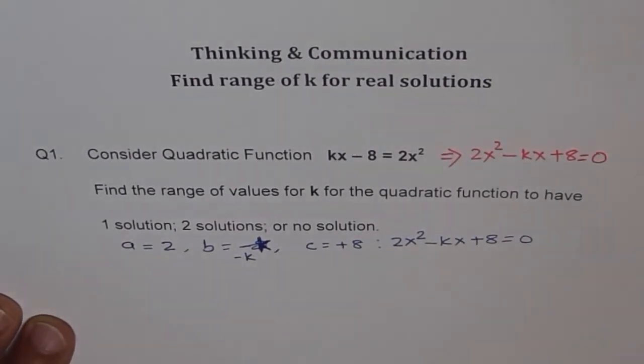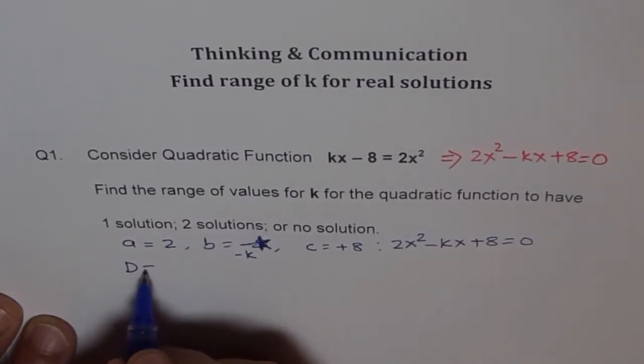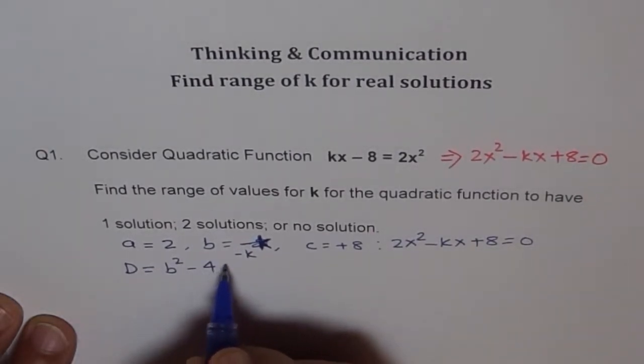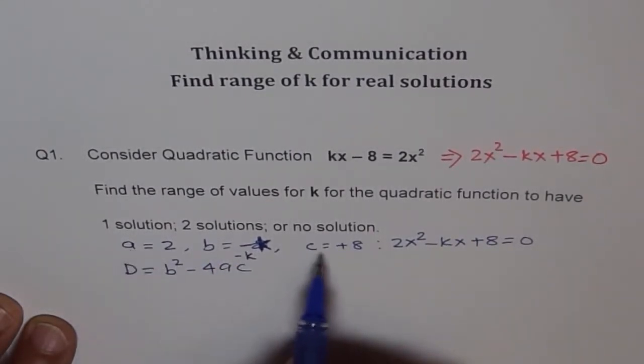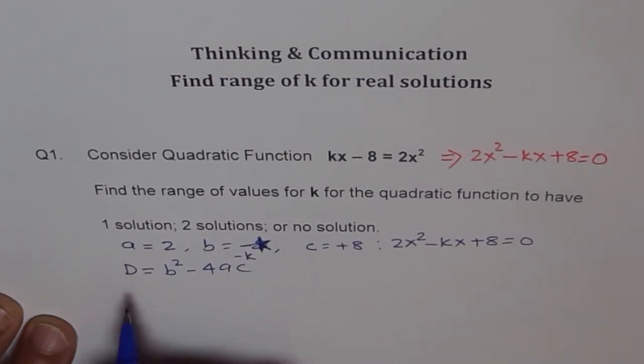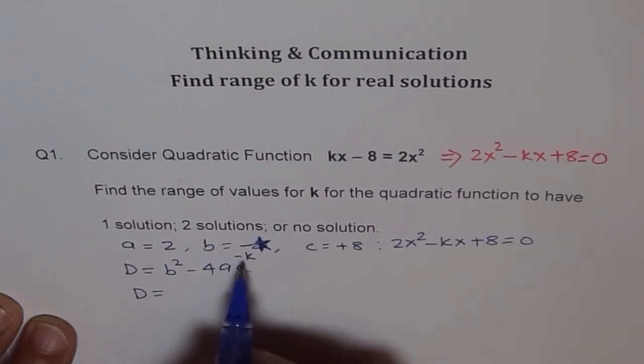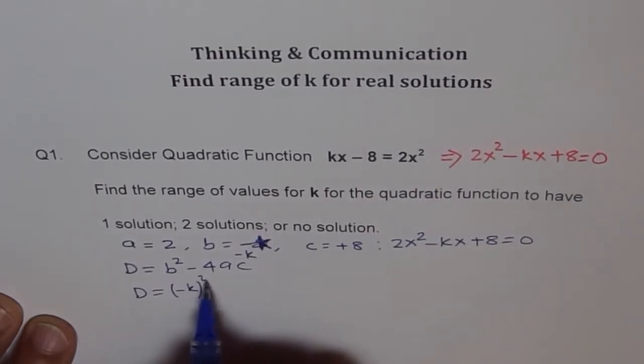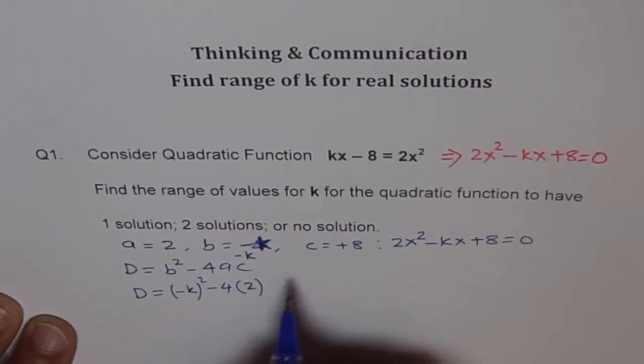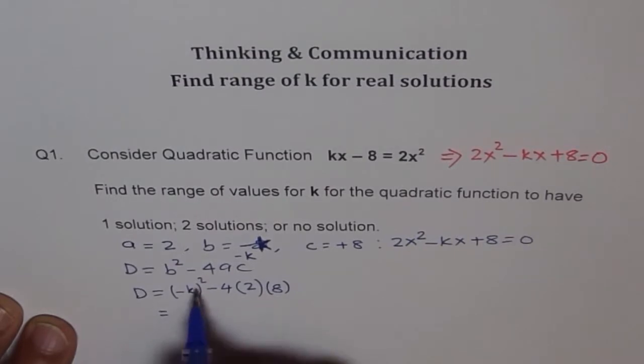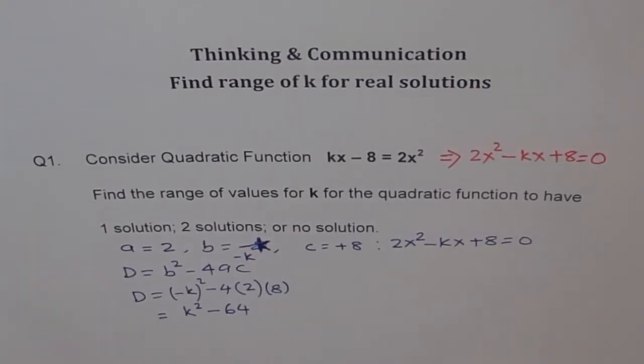That's our equation. To find the real solutions, we need to find the discriminant, right? You remember the discriminant is b squared minus 4ac, correct? And that's our b, this is a, and this is c. So let's figure out how much b squared minus 4ac is. For this equation, b is minus k. So this will be minus k whole squared minus 4 times a, which is 2, times c, which is plus 8, right? So the discriminant becomes k squared, and 4 times 2 times 8 is 64, minus 64.